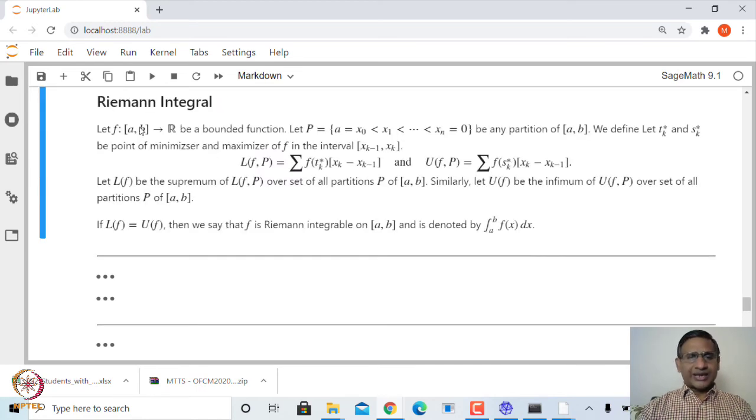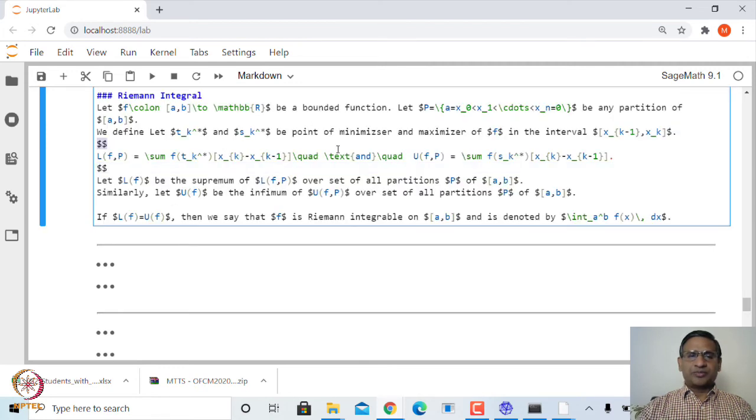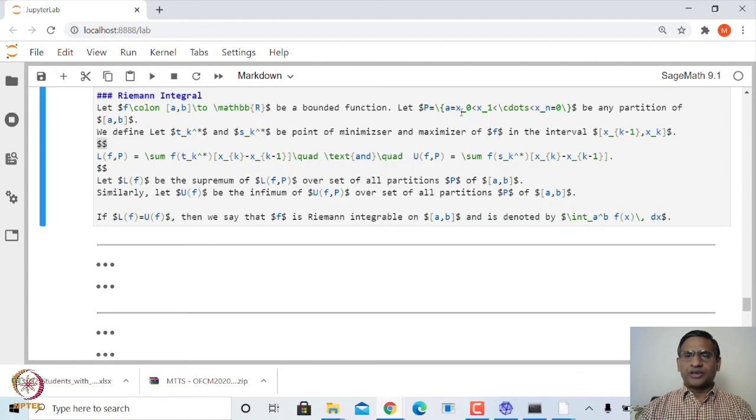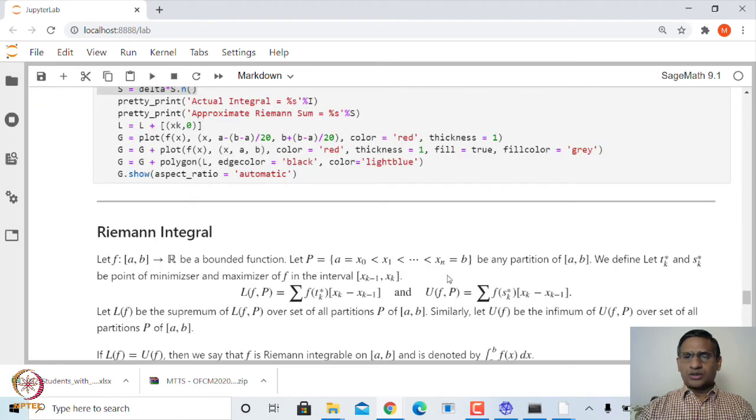The way one defines the Riemann integral, as I said earlier, is that instead of the left and right endpoint, you just take f of x k star, where x k star is the point at which the function has its minimum in the interval x k minus 1 to x k, and where p is any partition of the interval a to b. This should have been x n to b, just one second, this is b. So, you take any partition and then define what is called the lower Riemann sum.